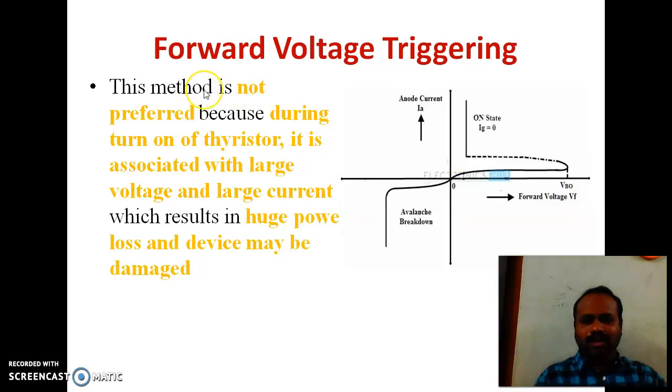This method is not generally preferred because at the point where the thyristor is turned on, we are applying much more voltage. Due to this high voltage and high current, there will be chances of huge power loss which may destroy the device. So, in order to protect the device, we should avoid this method of triggering.